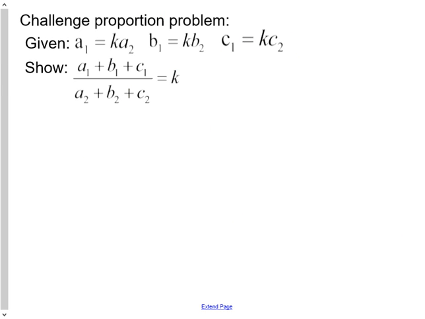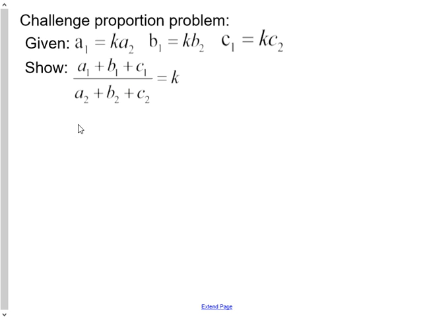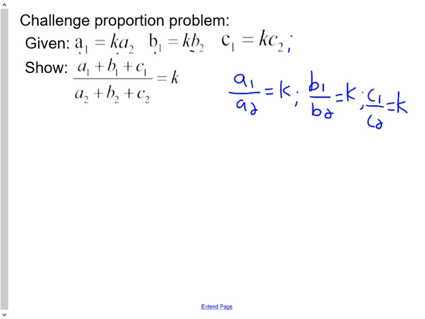One last challenge one before we wrap up. This one is one you definitely need to know. Now, what they give us is: given A1 equals K times A2, B1 equals K times B2, C1 equals K times C2. Now, we've got all these same things with K, but more importantly, we can use these to make a proportion, right? A1 divided by A2 on both sides gives us K. Same thing with B1 and B2. B1 divided by B2 equals K, and C1 divided by C2 equals K. So those all equal K.